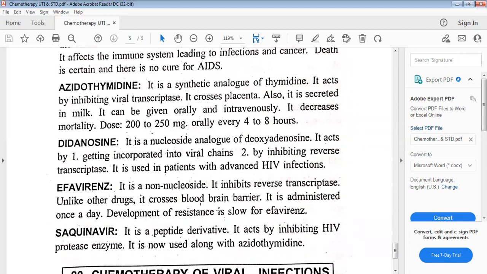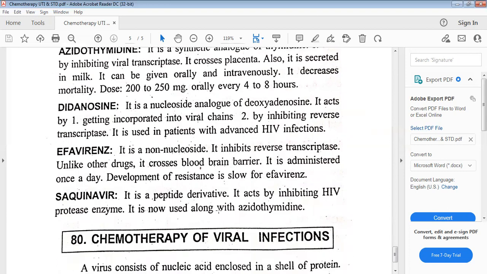Then efavirenz is another drug which is used in AIDS. It also inhibits the reverse transcriptase enzyme and it can cross the blood-brain barrier. So people in whom the virus has attacked the brain can use this drug. The other drugs don't have the ability to cross the blood-brain barrier, but this drug has. Also, the resistance to the drug is less with efavirenz. So this is used in such conditions.